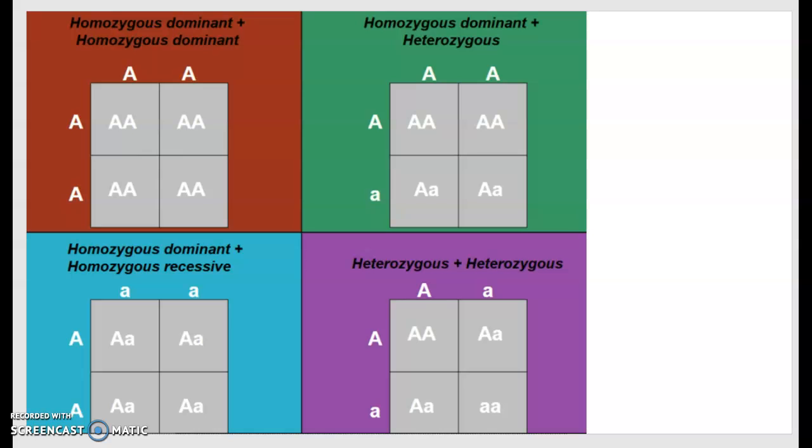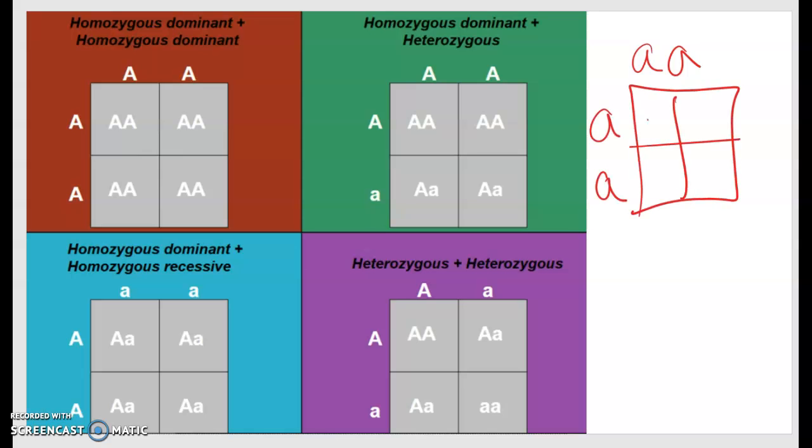One example that you don't see is what happens if you cross a homozygous recessive with a homozygous recessive. If you do a Punnett square, if both parents are homozygous for recessive, all of the offspring could only end up being recessive.